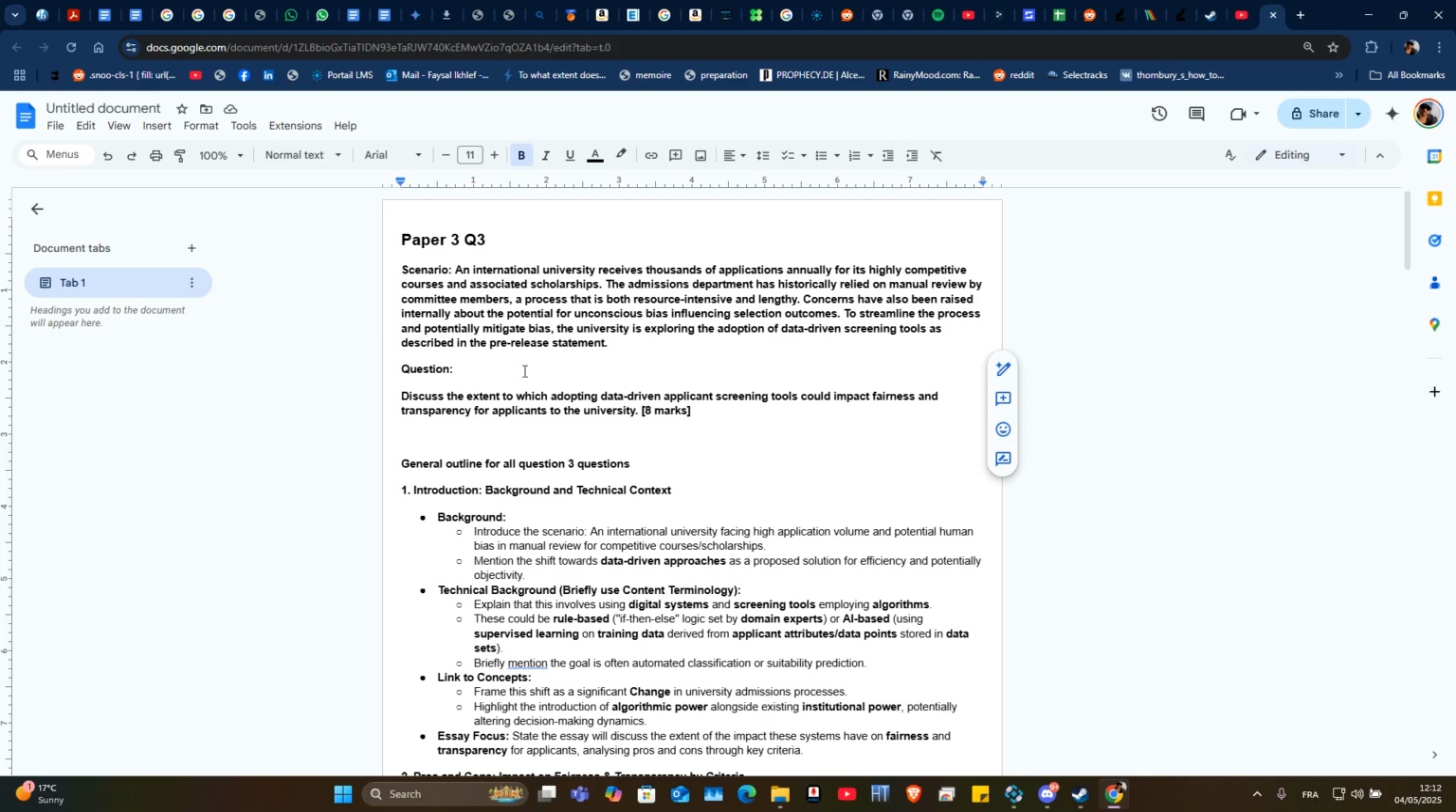Look at the question. Discuss the extent to which adopting data-driven applicant screening tools could impact fairness and transparency for applicants to the university. So this is an 8 marks question, which means it's gonna be like an essay, okay? You cannot answer this directly with like 3 lines or something. You are gonna fail horribly because we need to build a nice essay that covers a lot of points.